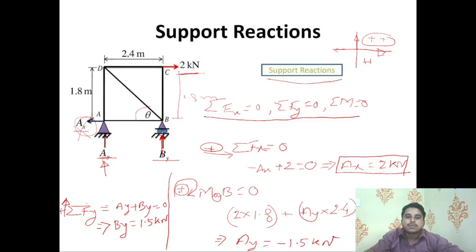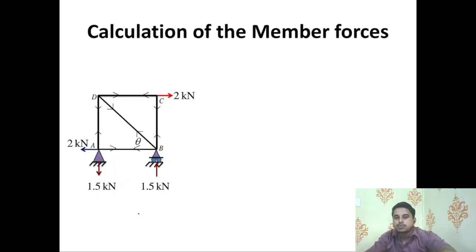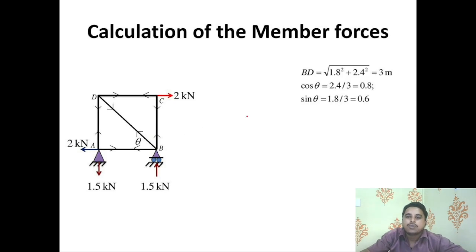Okay, so we have all the support reactions, that is Ax, Ay and By values. Here they are given as 2 kilonewton, 1.5 kilonewton and 1.5 kilonewton. Mind it, the direction here is downward and the direction here is upward. Okay, now let's move on. Now we have to find this diagonal value. In order to find out the forces acting over this BD member, we have to know the dimension. Okay, so how can we find that?